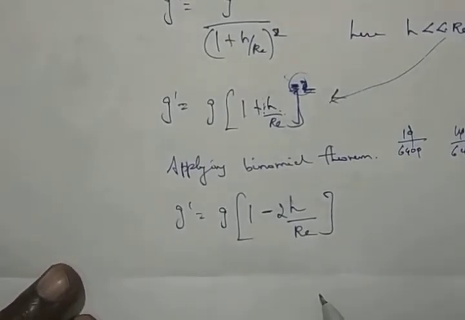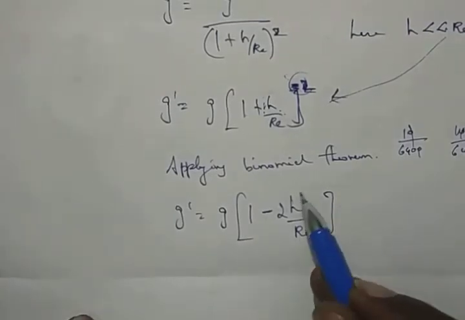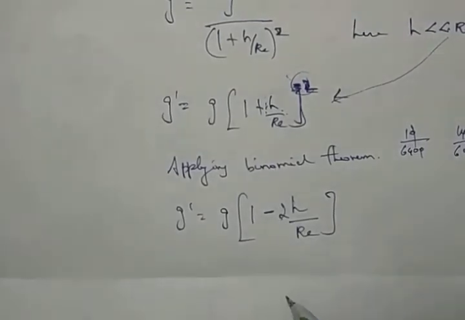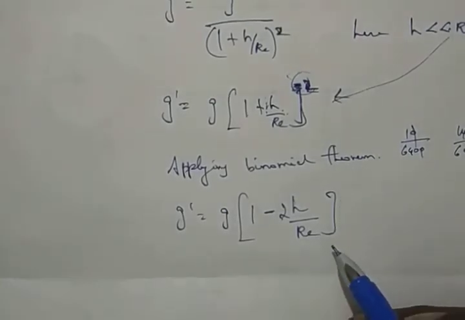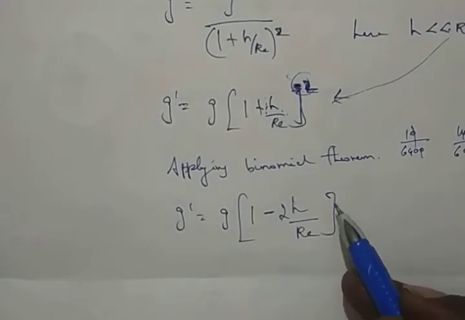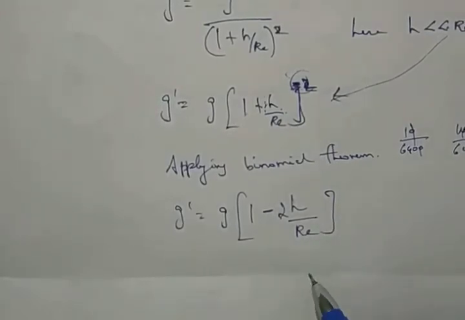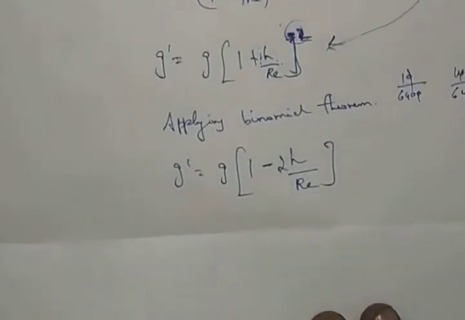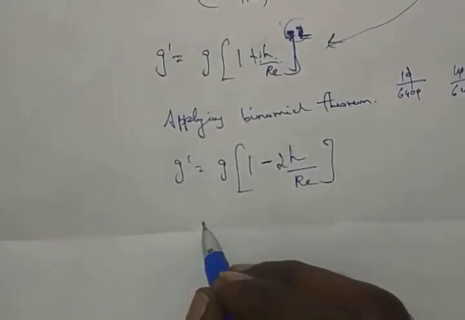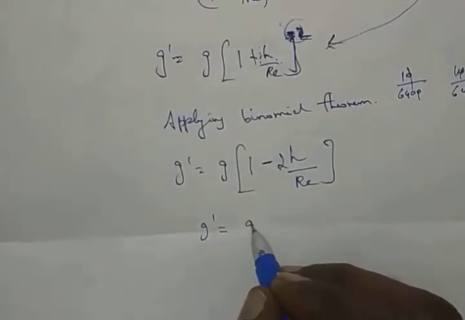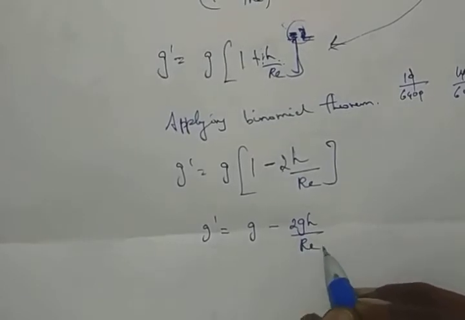Alright. So the power value will get down to this point, and then to the power of 1 it will become. So this value is now getting added here. Once this is the value here after applying Binomial Theorem, now look at this one. G dash is equal to G minus 2GH upon RE.